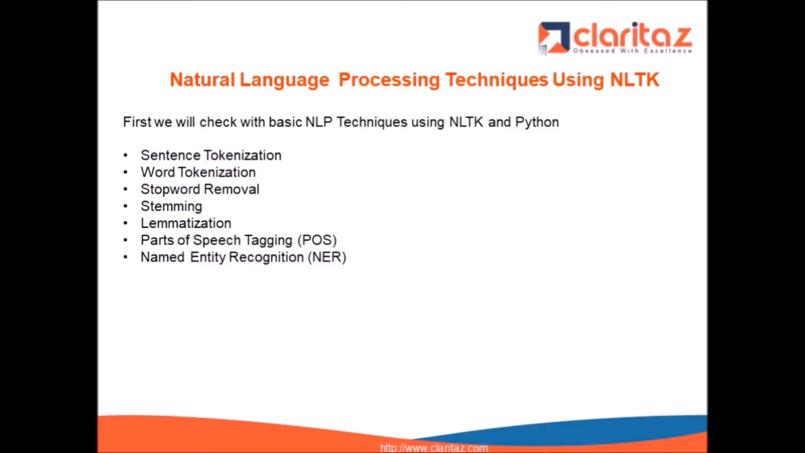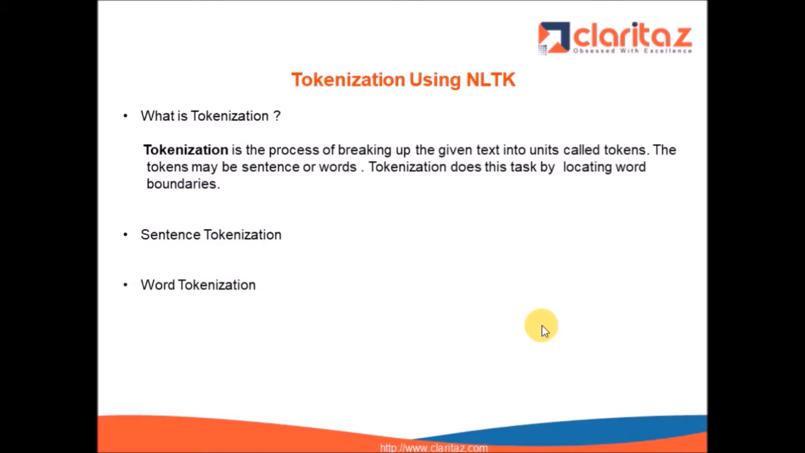First, let us start with tokenization. Tokenization is the process of breaking up the given text into units called tokens. We have two types of tokenization: sentence tokenization and word tokenization.